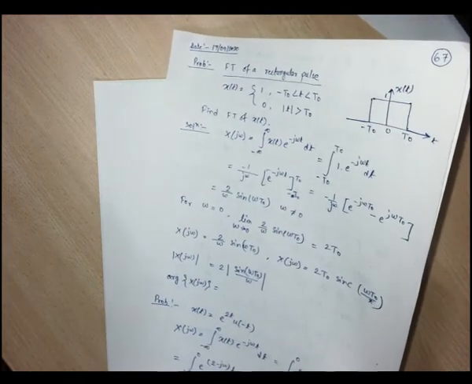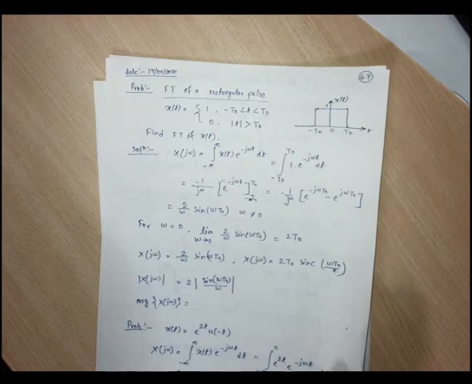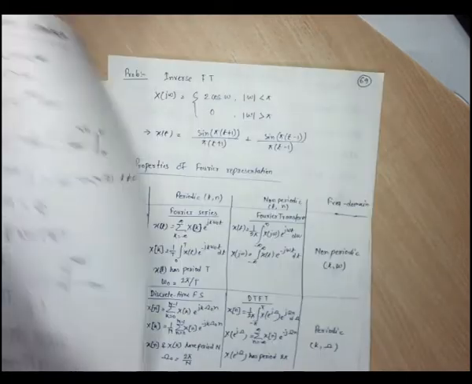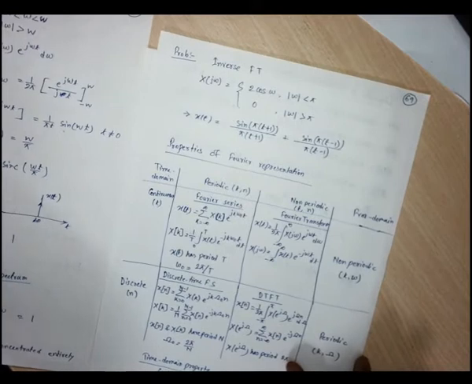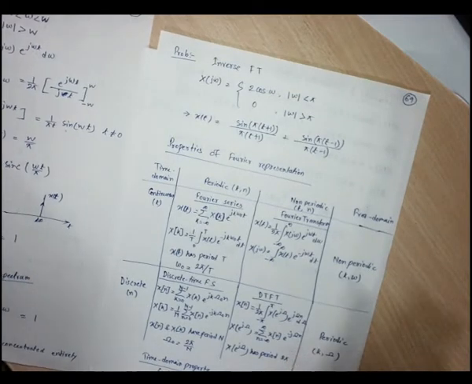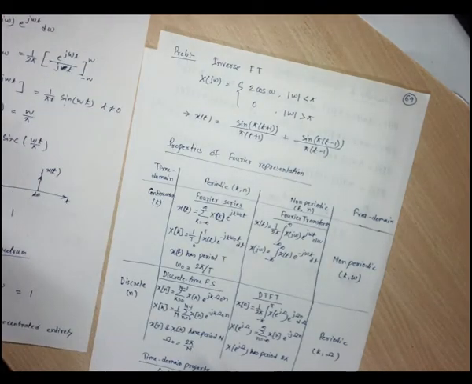Before the exam we did this one, the Fourier transform for a rectangular pulse. On this we have seen the properties of the Fourier representation for different periodic and non-periodic signals. We also did the inverse Fourier transform of a rectangular pulse. We have seen the sinc function, all those things. What is the Fourier transform for a unit impulse?